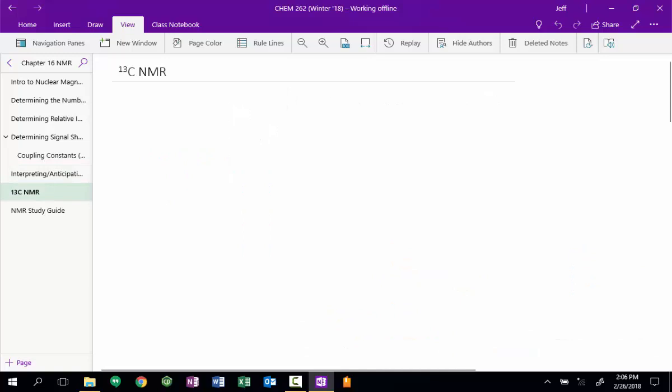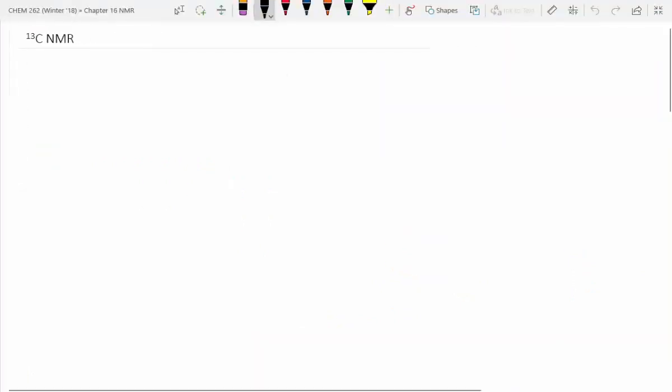Carbon NMR. So carbon NMR, in my opinion, is way easier than proton NMR. There's a couple things that are important to remember about carbon NMR. It is way less sensitive. In fact, so much so that our NMR that we have, because it's 60 megahertz, we'd have to run samples overnight to get a decent carbon NMR spectrum. So we're not going to do that in lab.